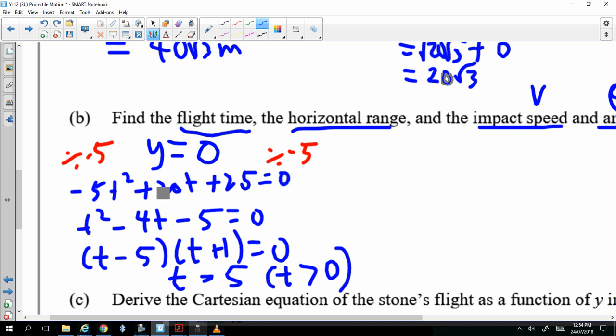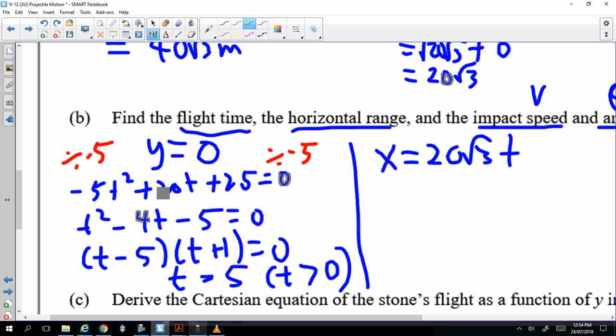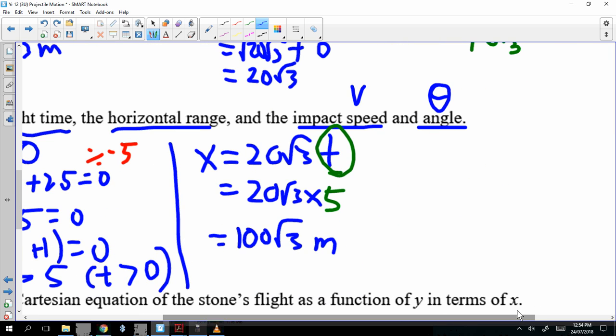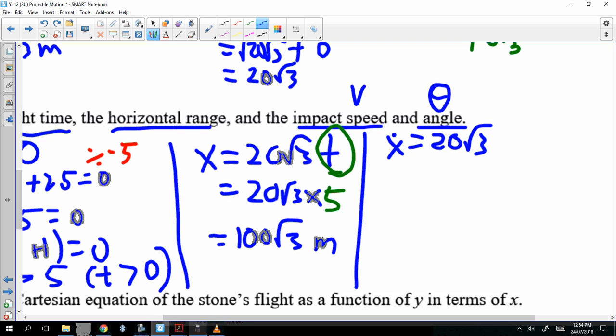And the impact speed and angle. So the impact speed is when you go find v. So do x dot, which is still 20√3. Y dot equals -10t plus 20. Substitute 5 in. You get -30. So the impact speed, which is v, you go (20√3) squared plus 30 squared. And then use your calculator.